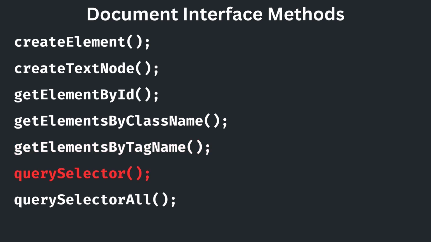querySelector returns the first element that matches a specified CSS selector. querySelectorAll returns a list of all elements that match a specified CSS selector.